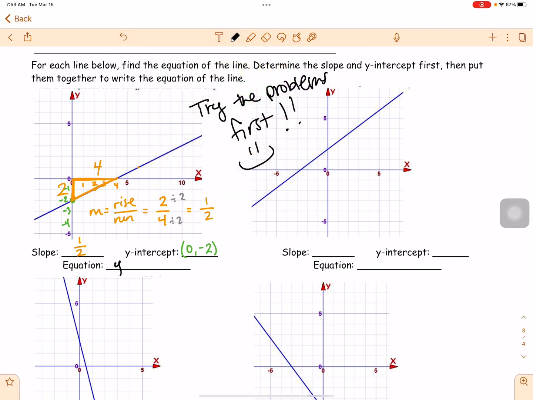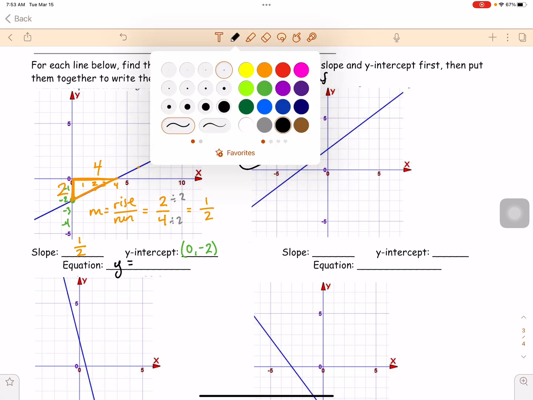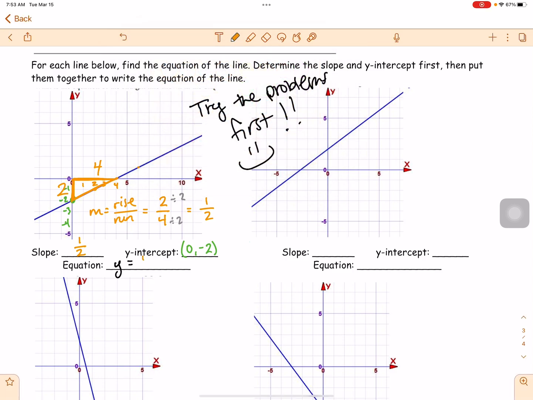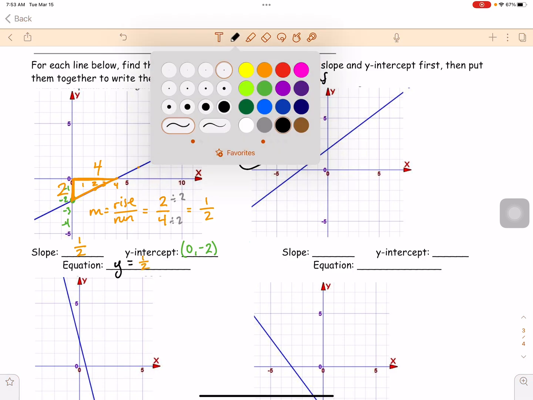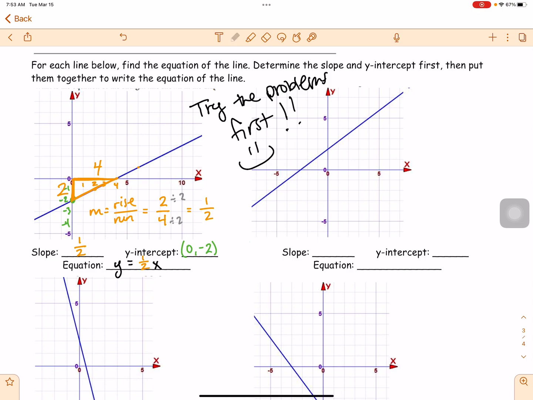which makes my equation y equals 1/2 x minus 2. Okay.